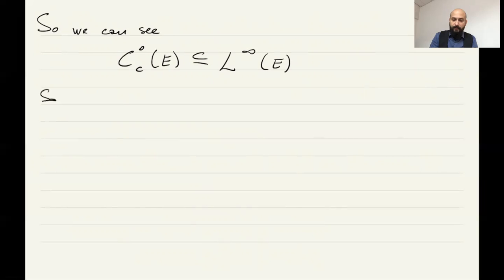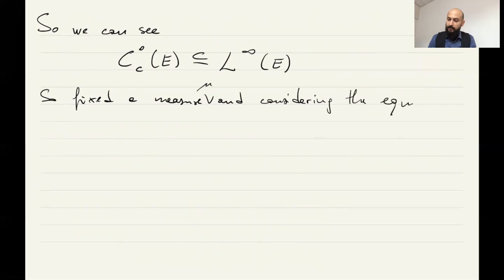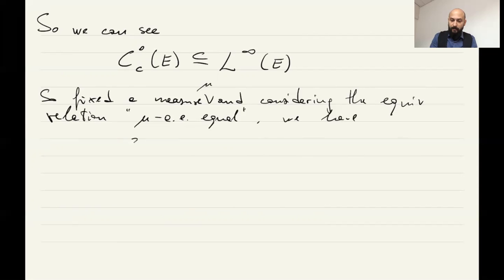So fixed a norm, a measure, call it mu, and considering the equivalence relation mu almost everywhere equal for functions, we can consider C0 as a subset of L infinity E mu.